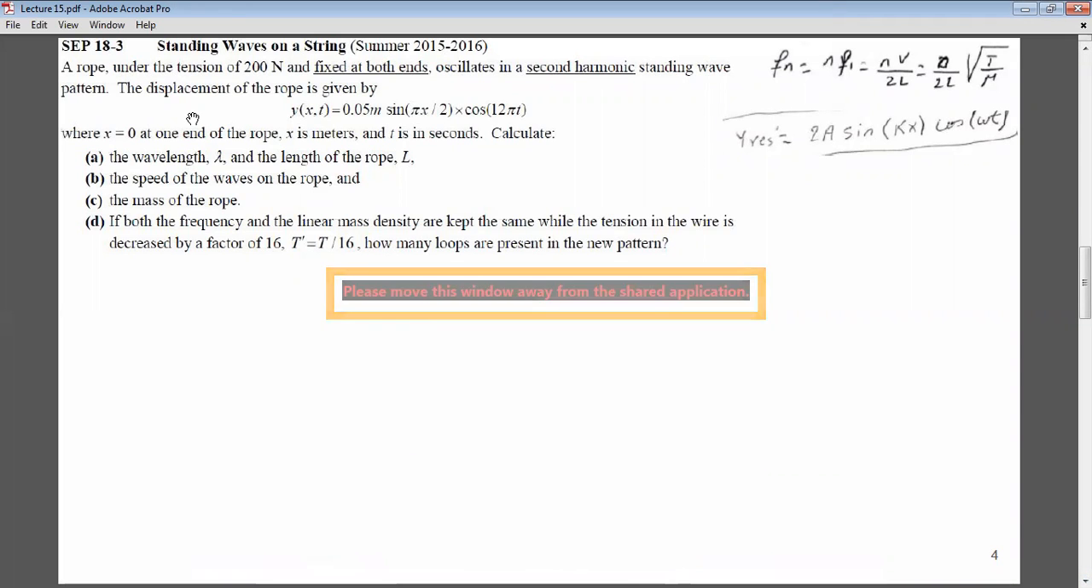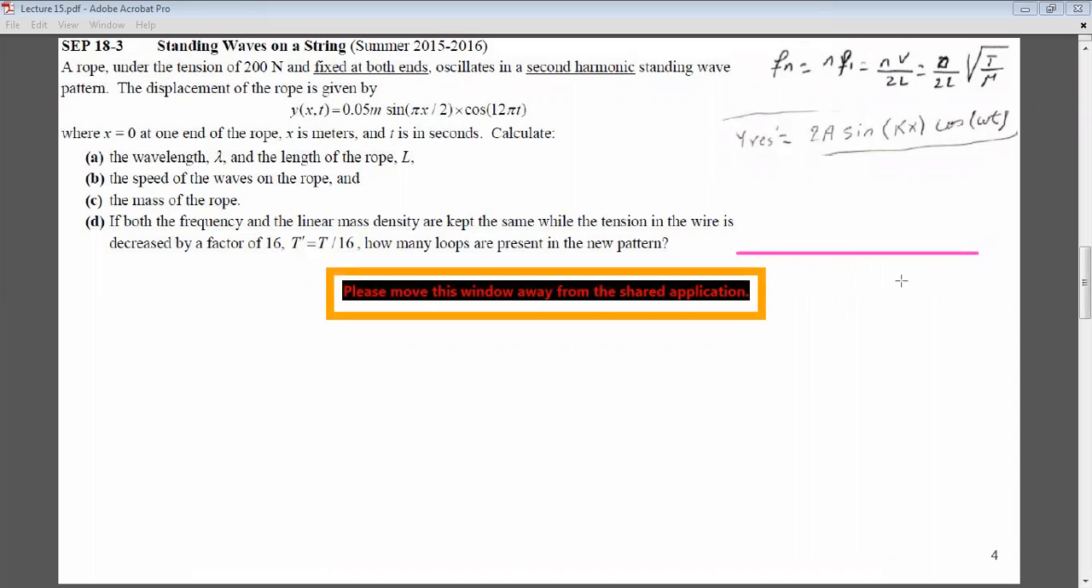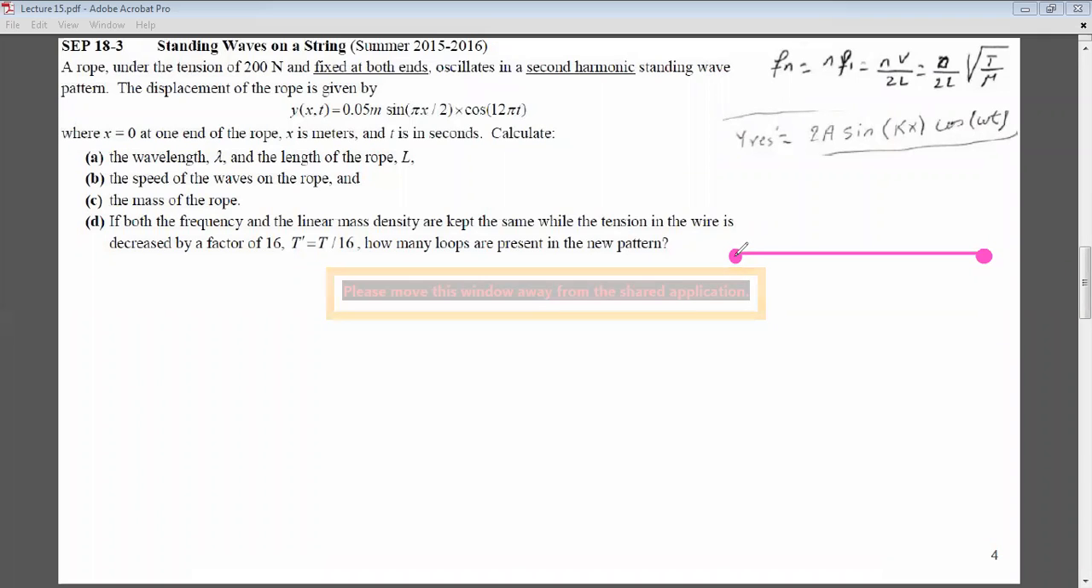Now, let's do one exercise. A rope under a tension of 200 Newton is fixed at both ends. So I have the case where there is a rope and it's fixed at both ends. So there are boundary conditions at the two ends. This is a node and this is a node. They cannot move. It oscillates in a second harmonic. A second harmonic implies I have two loops. I'll try my best to draw it. So I have two loops.